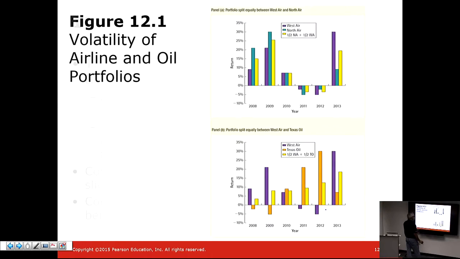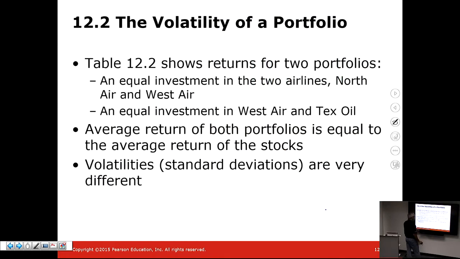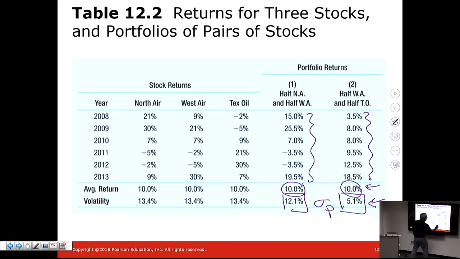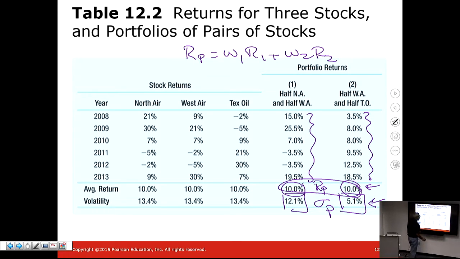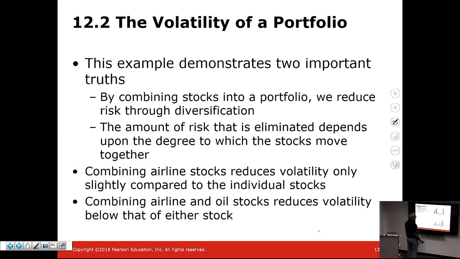But we also know that this number of 10%, which is the return of the portfolio, I can calculate this directly by applying this formula. Is there a similar thing that I can do for sigma, for the standard deviation of the portfolio? And the answer is yes.